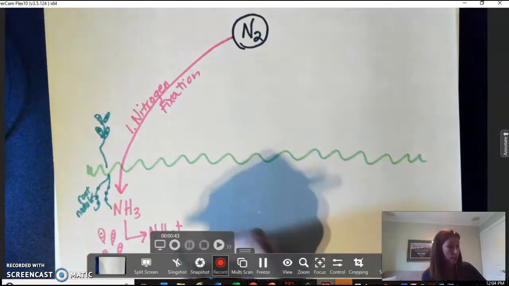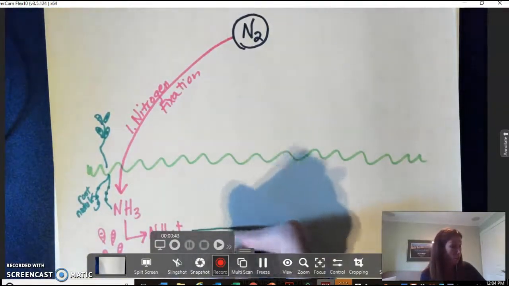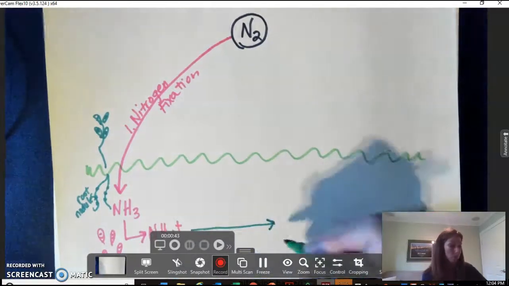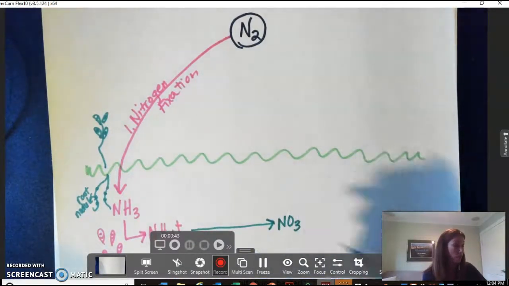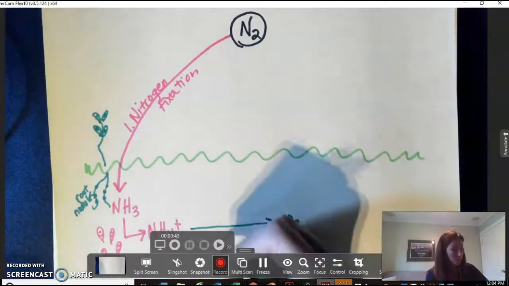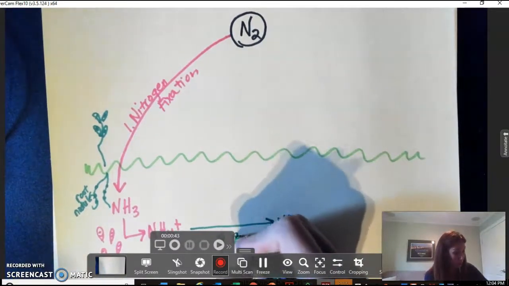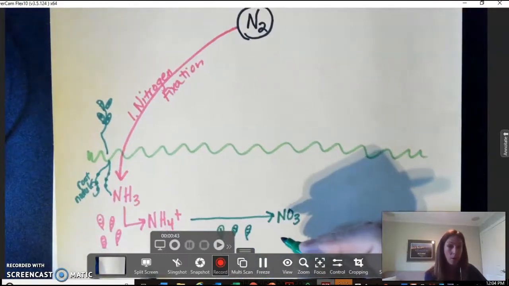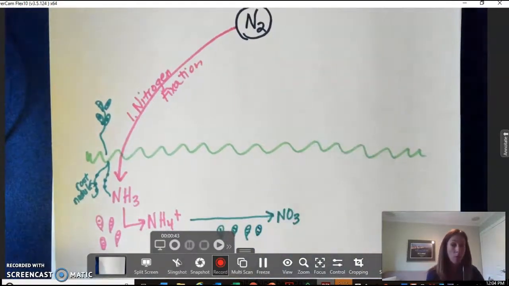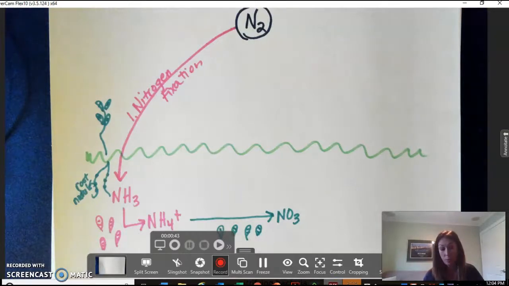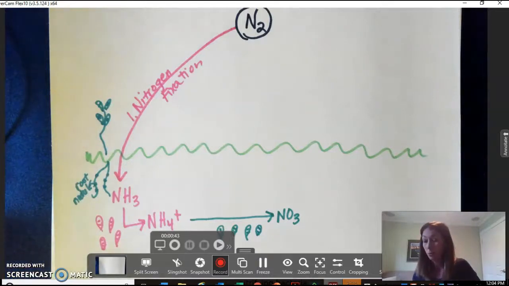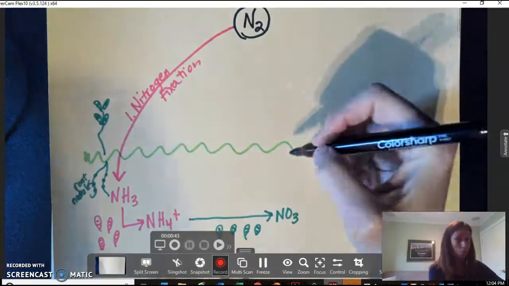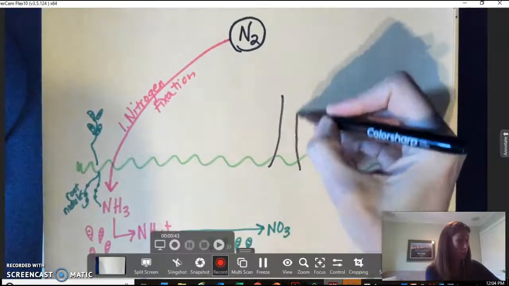So what happens there in step number 2 is that ammonium is converted to nitrates. Now this is done by bacteria, and these bacteria are free in the soils. So once it gets there, now it's in a form that can be used by plants. So once it's in that nitrate form, it can be taken up through the roots of plants. So I will draw a tree here.